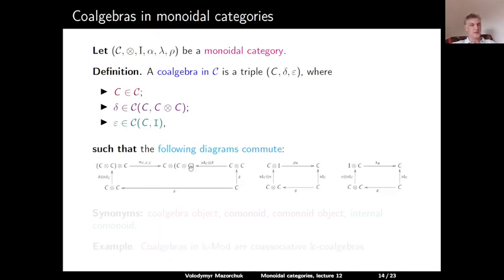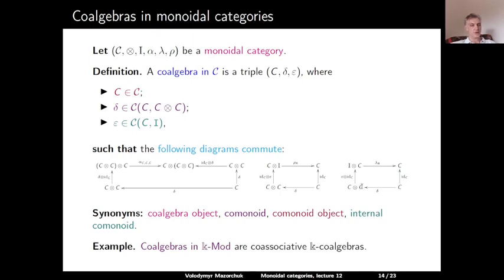And we have the three diagrams which are exactly the opposites of the associativity and the unitality diagrams in the definition of the algebra. All the arrows are pointing in the opposite direction. So we have the co-associativity axioms and the co-unitality axioms. Coalgebras are also known as coalgebra objects or comonoid objects or internal comonoids. For example, coalgebras in the category of all vector spaces are exactly the co-associative K-coalgebras.